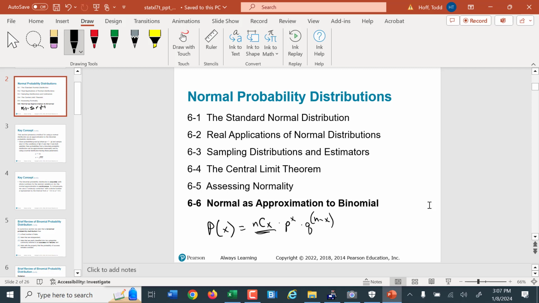Back before calculators and technology, when that had to be done by hand, it was a complex calculation. Well, normal probabilities, we had the normal probability tables already figured out, so we could use those tables. So those big probabilities, when n was large, it was easier to convert it into a normal probability.